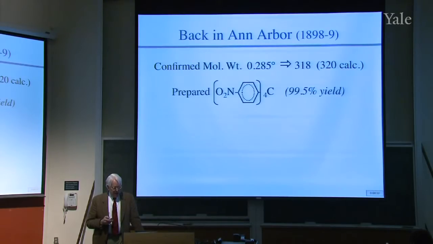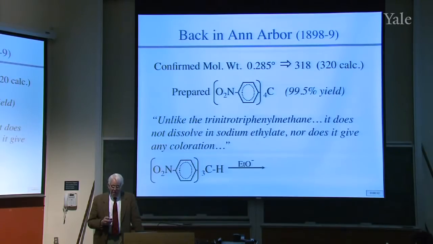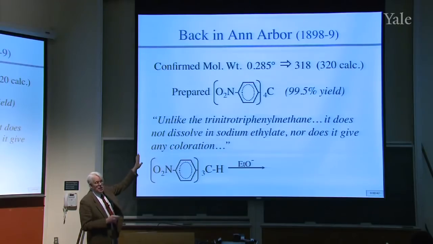But there was one thing that was funny. He nitrated it, did electrophilic aromatic substitution on the 4 phenyls, got the tetranitro compound, and he got it at 99.5% yield, okay? But there was a problem, he wrote. Unlike trinitro-triphenylmethane, it does not dissolve in sodium ethylate, that's ethoxide anion, strong base, nor does it give any coloration. So, these nitro compounds with a lot of phenyls seem to dissolve in strong base and to give colors, right?